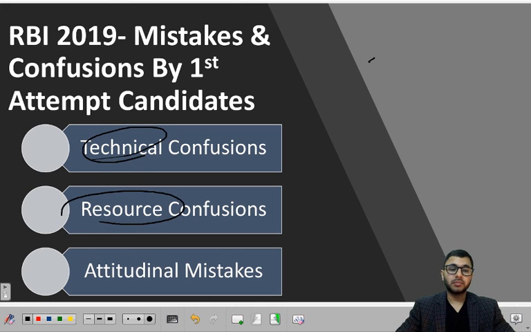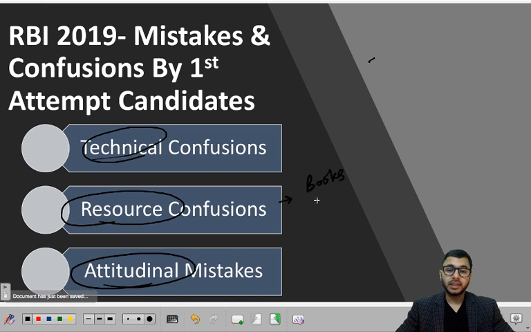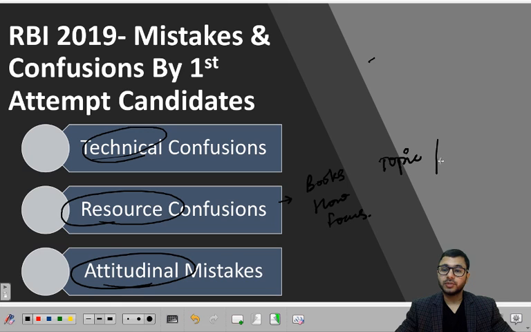Technical में comes the issues related to awareness about the exam, confusions regarding your eligibility, or various other confusions. In resource, which is the biggest confusion, the problem is with respect to which books to use, number one. Secondly, how to study, very important. What areas to focus upon, what areas to not focus upon. Should we study topic wise or book wise? This is a major confusion which students have, and I have to answer it regularly, one by one.